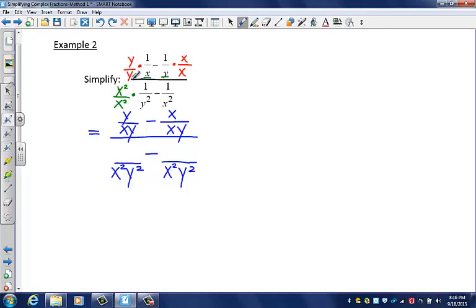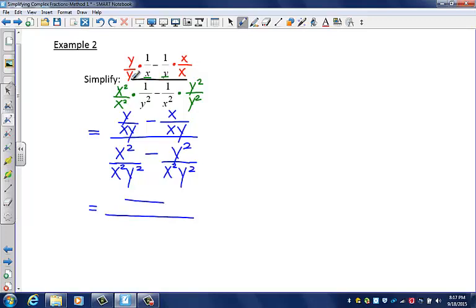So when I do that, I have x squared times 1, which is x squared, over my common denominator. And in my second fraction, 1 over x squared, I notice the denominator is missing a y squared. So that's what I'm going to multiply top and bottom by. So on the top, I multiply 1 times y squared is y squared. Okay? So I'm ready to subtract those fractions in the numerator and subtract those fractions in the denominator.